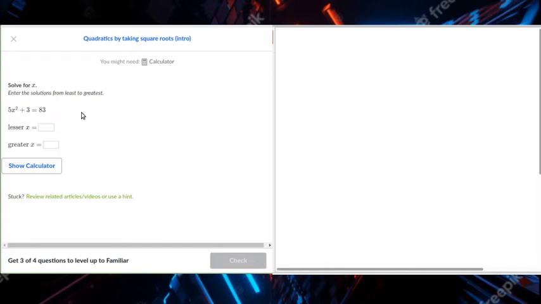So, we have 5x squared plus 3 equals 83. I'm not going to use factoring or anything. I'm just going to take the square root, because this is about taking square roots. I'm going to subtract 3 from both sides.